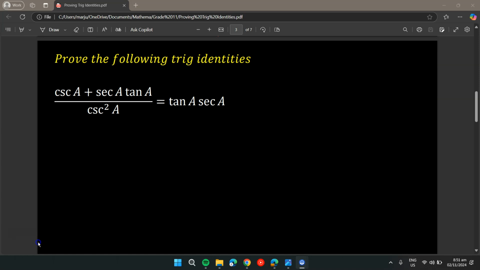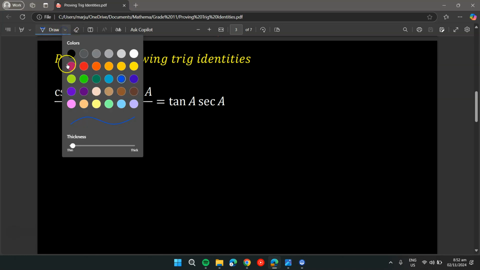So how do we prove this trig identity? Cosecant of a plus secant of a times tangent of a, over cosecant squared of a, is equal to tangent of a times secant of a. Again, I always start from the pieces and then build the pieces together to create the single identity. So let me start.